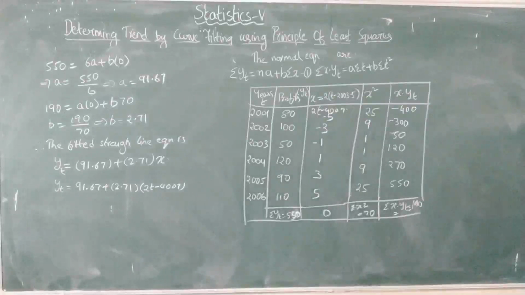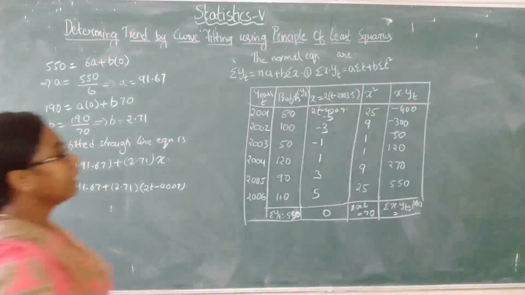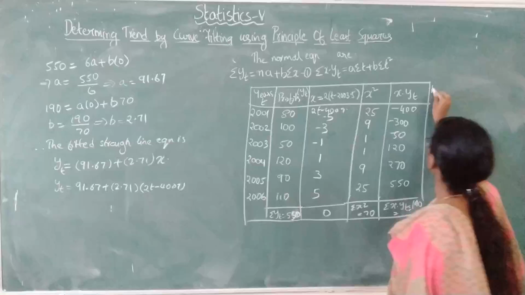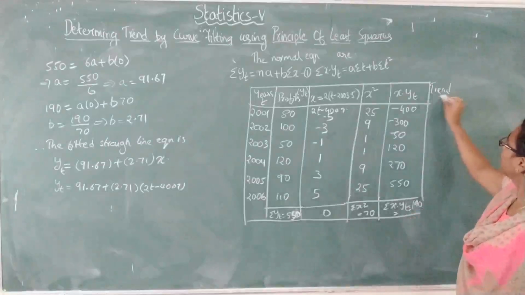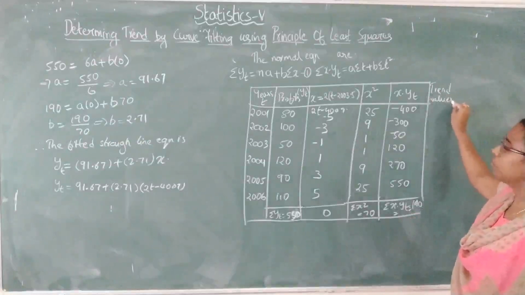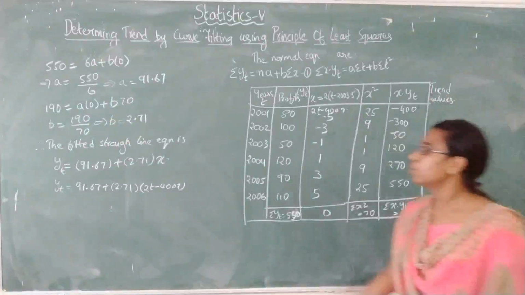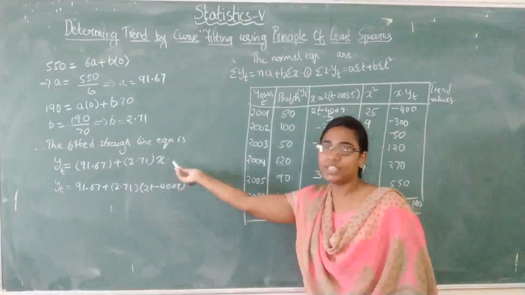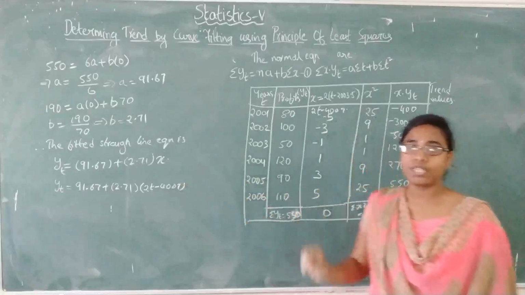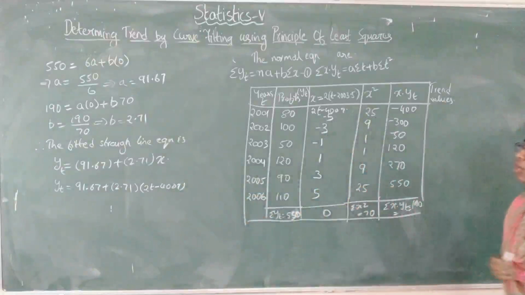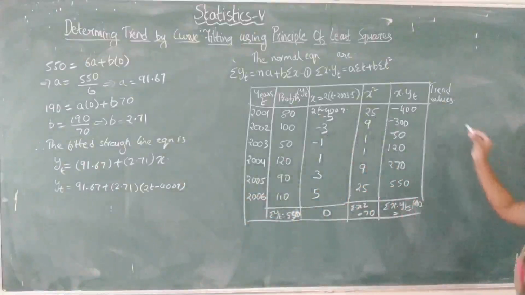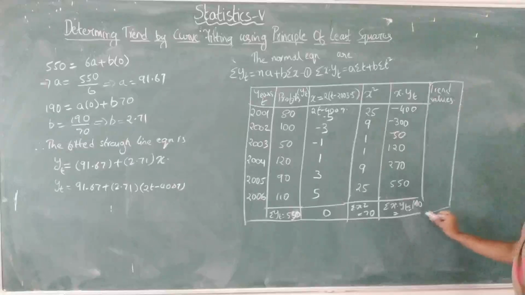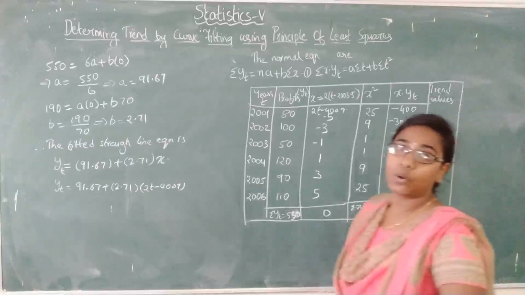So for this same data, you find out the trend values also. So this is your homework, that is find out the trend values. So how do you find the trend values? By using either this equation or this equation. You can substitute either x values or you can also substitute the t values. So find out all the 6 trend values and draw the graph.